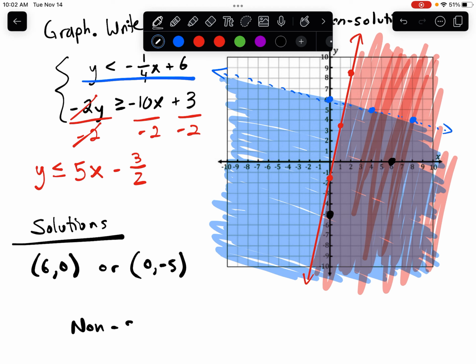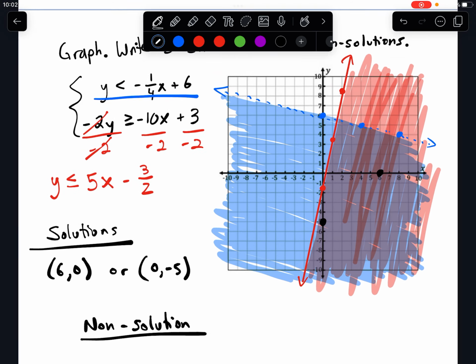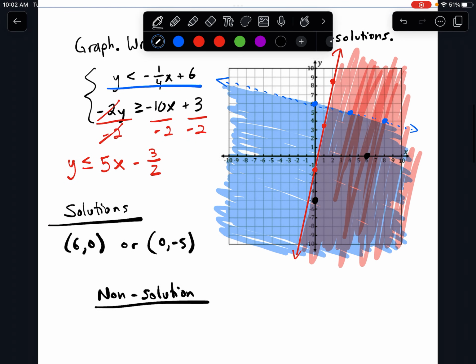And then non-solutions, these are going to occur anywhere in the red, the blue, or the white spaces. So we could go ahead and we could actually pick a point here. All right, now we know that this point is actually not going to be a solution because it is on the dotted line. So even though it applies to the red inequality and gives us a true statement for the red inequality, it will not work for the blue inequality. So if it's on the dotted line, it is not going to be a solution. So (4, 5) is not a solution.